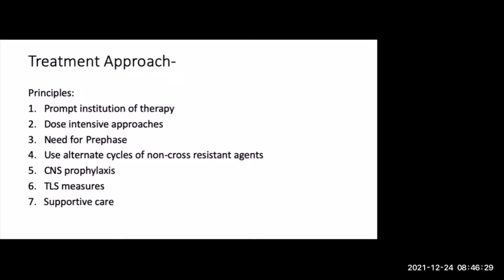As we know, Burkitt's lymphoma usually presents in advanced stage and with poor general condition. And all these protocols are quite intense. So supportive care of these patients is very, very important for good outcomes.